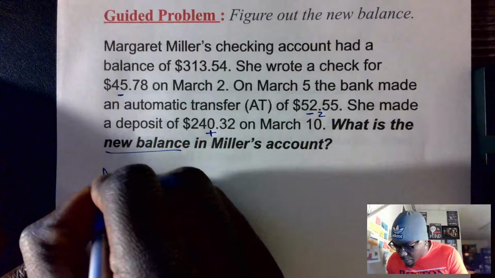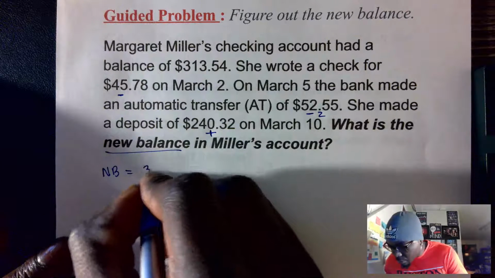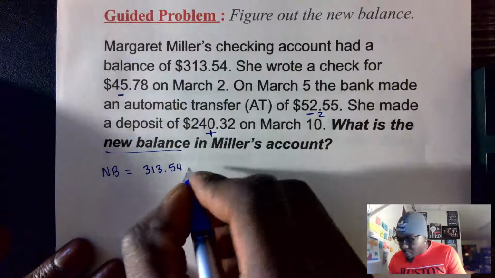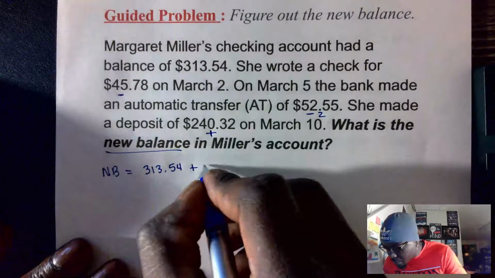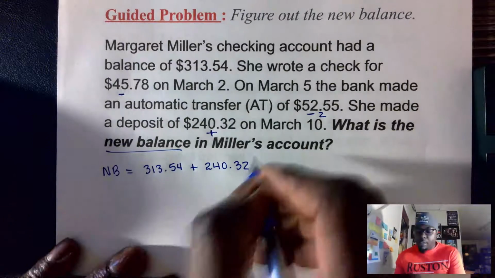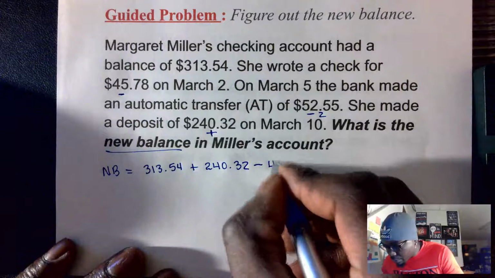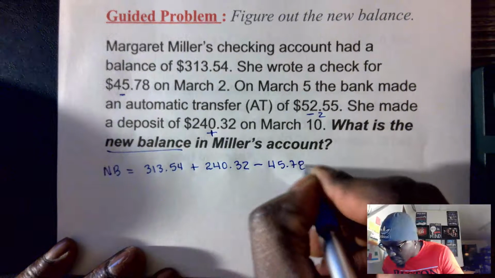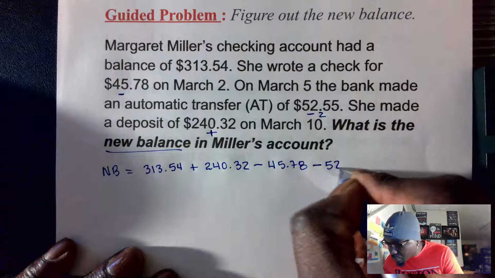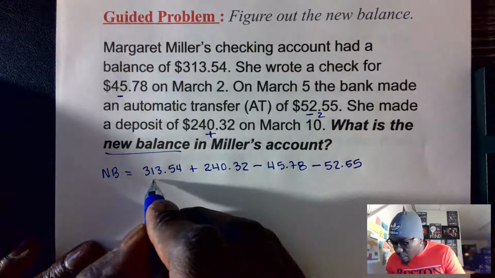So my new balance is equal to my previous balance, which is 313.54, plus I'm going to add my deposit, which is 240.32, and then I'm going to do my subtraction. I'm going to subtract the amount she wrote on a check, which is 45.78, and I'm also going to subtract 52.59. So what I'm going to do is add these two.